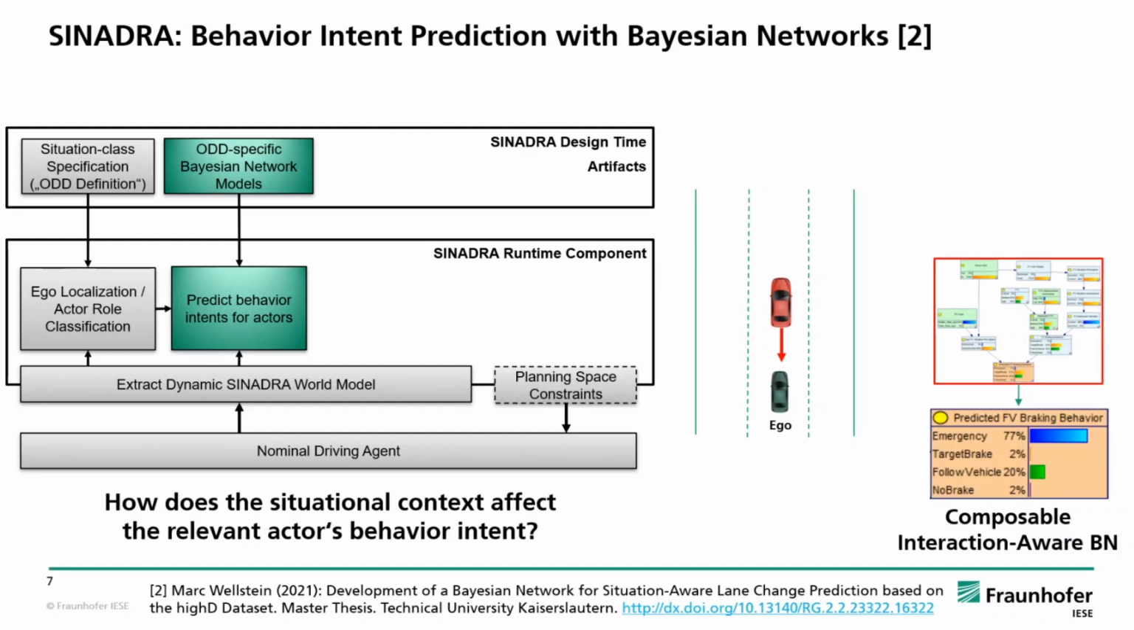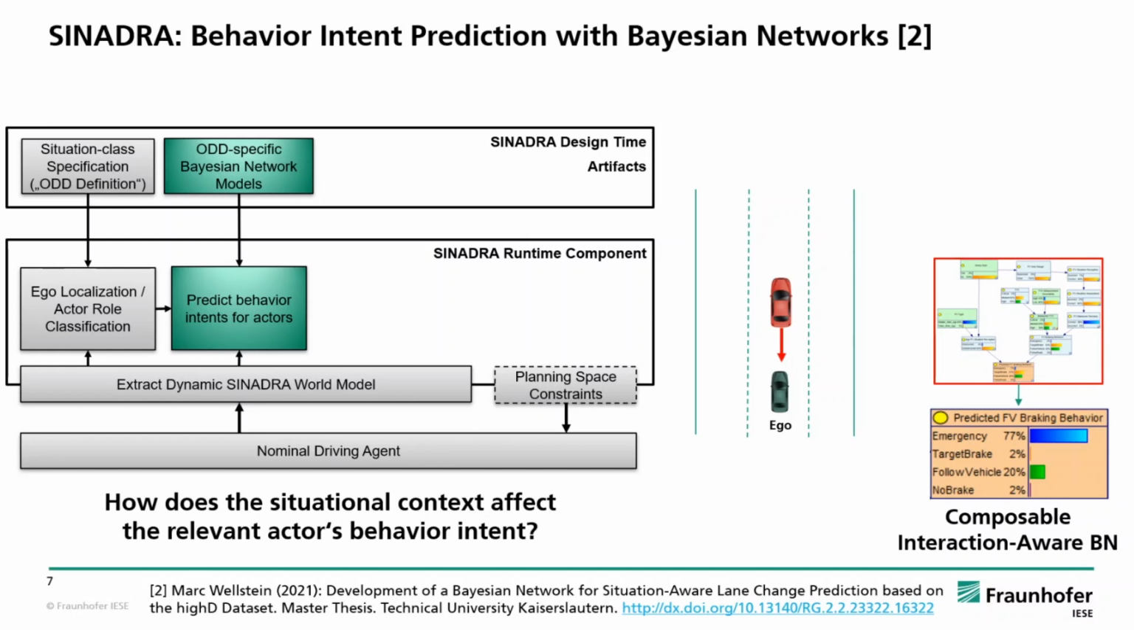So if we are now looking at how such a Bayesian network looks in principle, then we have again the same situation where the ego vehicle has a front vehicle where we want to predict a braking behavior indicated via the output node, where we, for instance, classify between emergency braking behaviors, target braking for a particular stop line, for instance, or following other vehicles, or just cruising around according to the speed limit.